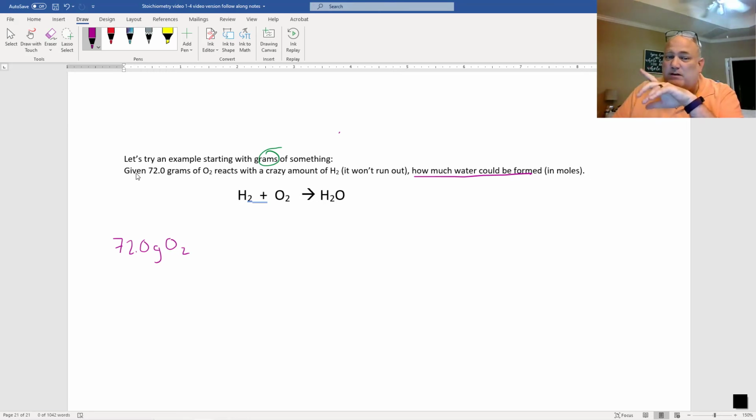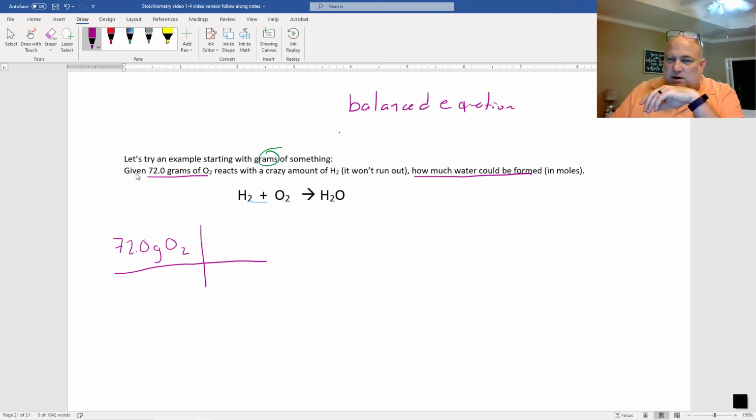Now, I want to point out something to you here. If you just jump into your problem and you're like, all right, I'm going to start off with my 72.0 grams because that's what they're starting us off with and that's what we put in our table, you would have escaped the most important thing. You must have a balanced equation. I'm going to write it up here with a question mark. Do we have a balanced equation in this problem?